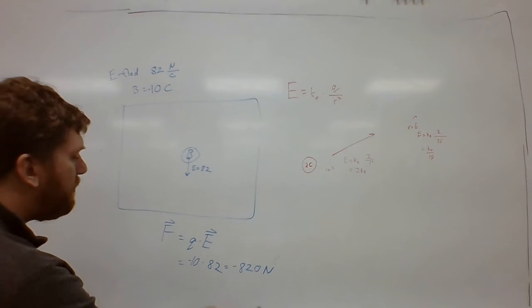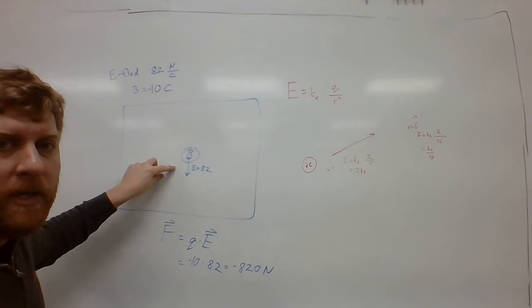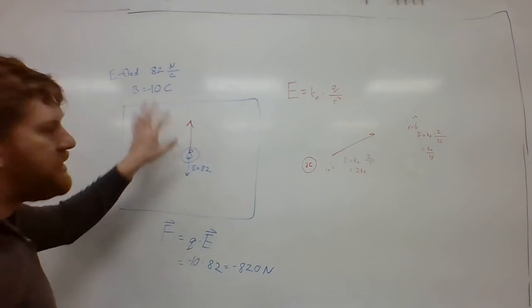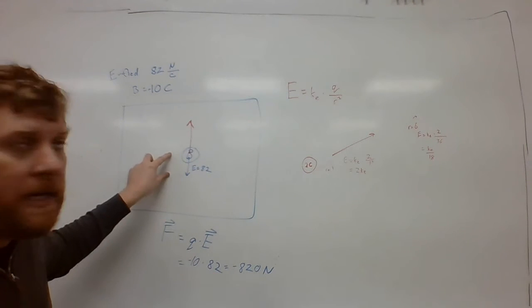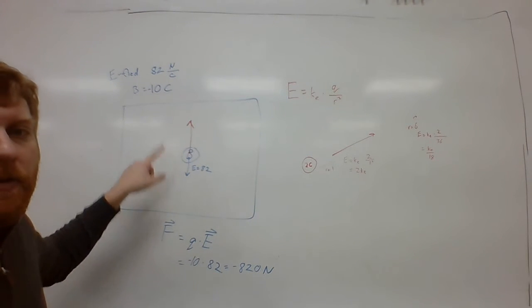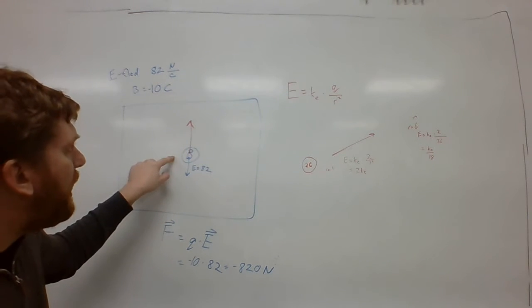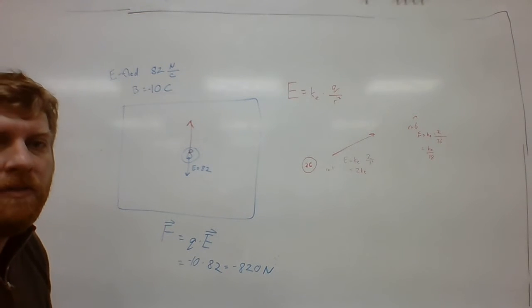What does this negative mean? What it means is that even though the electric field is pointing downwards, the force is going to be in the opposite direction. The negative means that a negative charge feels a force in the opposite direction of the electric field. If it were a positive charge, it would feel a force in the direction of the electric field.